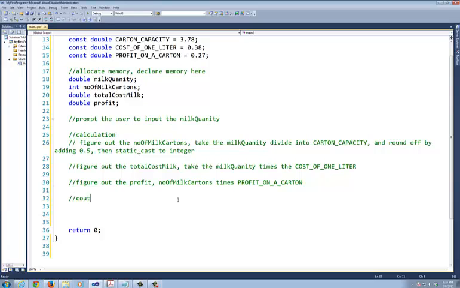Last part is I need for you to output this to the screen. Okay. So output what? I need for you to output the number of milk cartons. Alright. So tell them how many milk cartons there are. Right? And I need for you to tell me the total cost of the milk. And I need for you to tell me what the profit is. Okay?